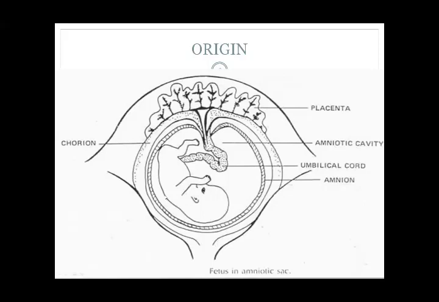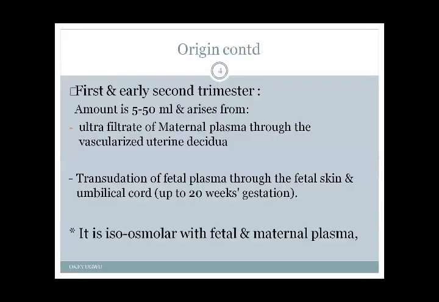Here I would like to emphasize that the amnion is one of the major contributors in the production of amniotic fluid, in addition to the other components that we are going to see later. So in the first and second trimester, the amount of amniotic fluid is about 5 to 50 ml, and mainly it arises from the ultrafiltrate of the maternal plasma through the vascularized uterine decidua.